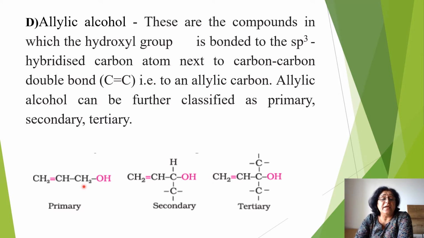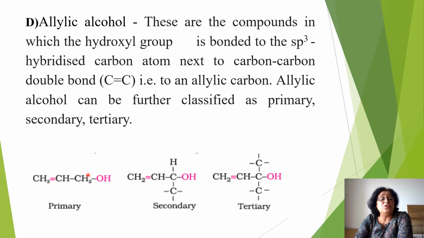hybridized carbon, and this sp3 hybridized carbon is attached to the carbon double bond carbon. So this is called allylic alcohol. The OH group is attached to the sp3 hybridized carbon which is attached to the carbon double bond carbon. This is called primary allylic alcohol. Here you see the carbon attached to the OH group is the sp3 hybridized carbon, and one valency is satisfied by OH, it contains 2H, and one carbon double bond carbon.